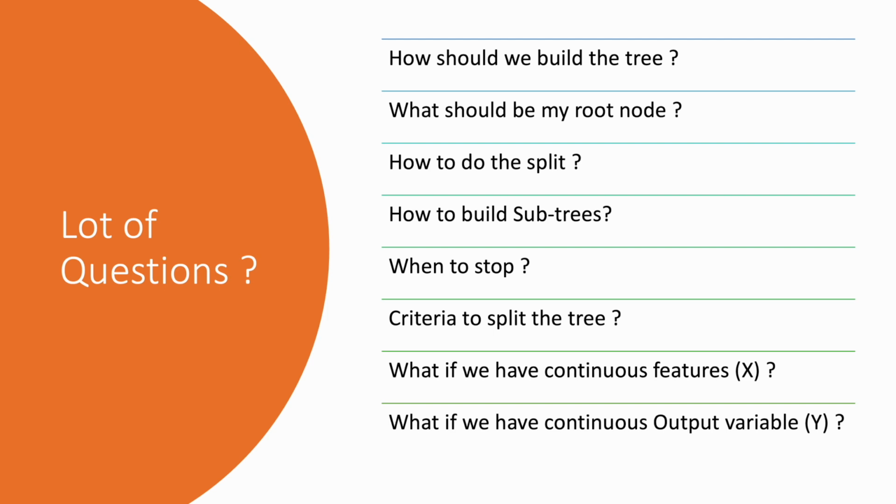Again, if we make the root node, how should we make the subtrees? What is the logic for making the subtree? When to stop? Do we always need to go to the leaf node? How will we know that we have reached the leaf node? What is the criteria to split? What if we have a continuous feature x?